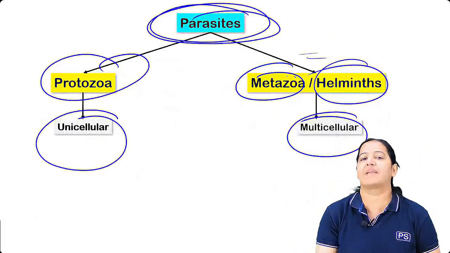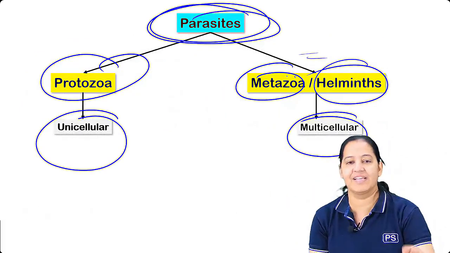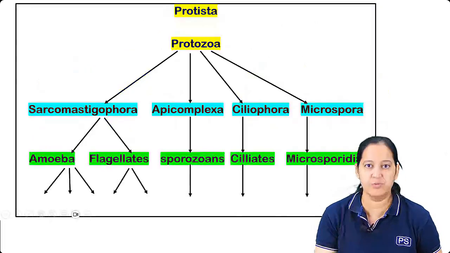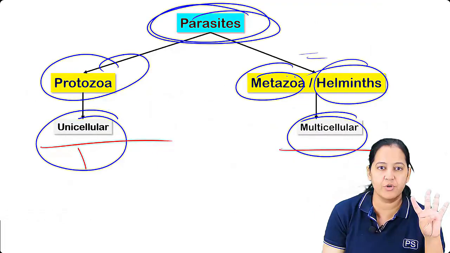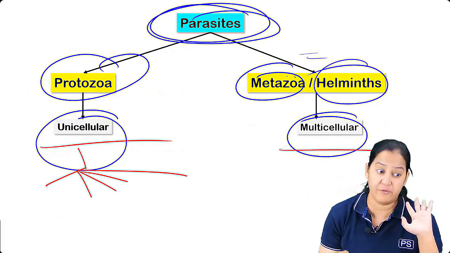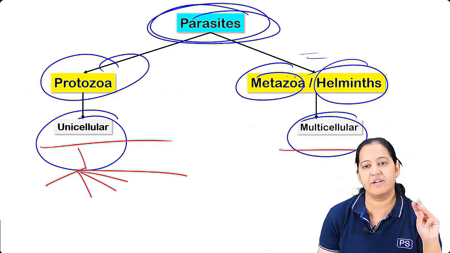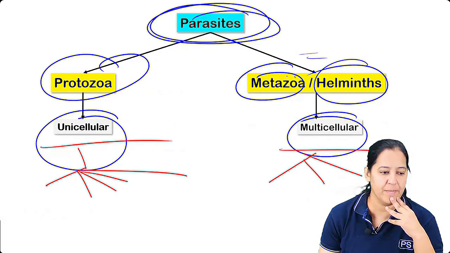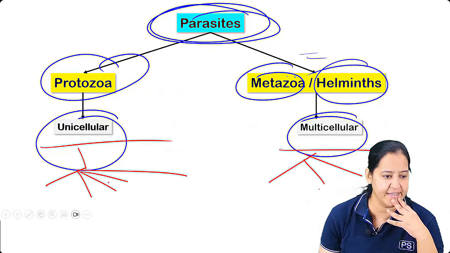Let's continue with parasitology. There are two types of parasites, protozoa and metazoa. Let's continue the classification. Protozoa are divided into five categories: 1, 2, 3, 4, 5. You have to learn the five. And metazoa are divided into three categories: cestode, trematode, nematode. So total 5 plus 3, total 8 categories you have to learn.